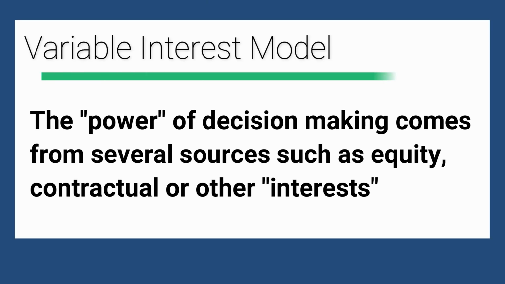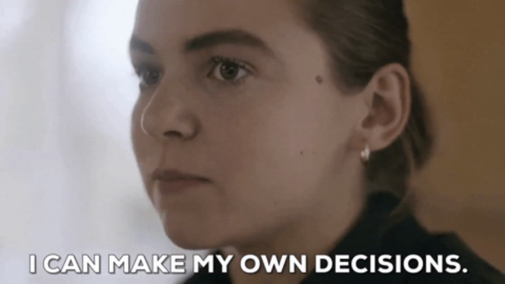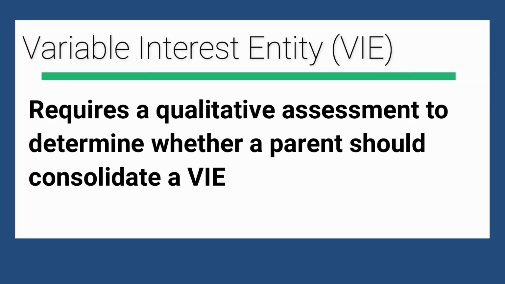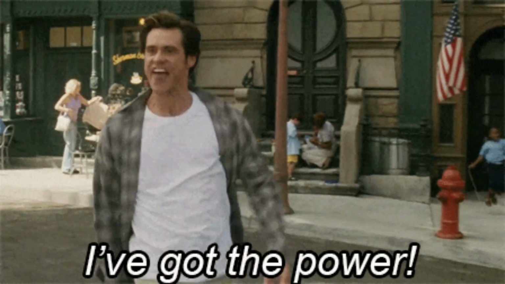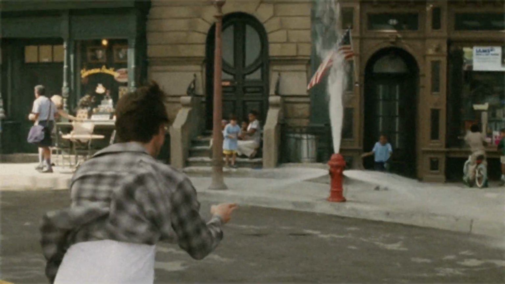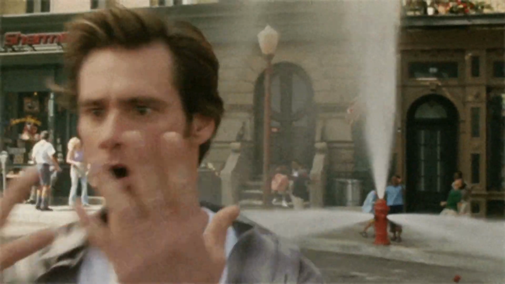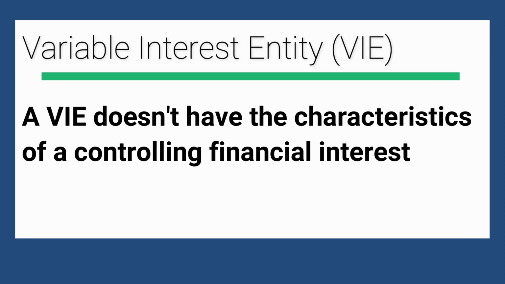The variable interest model is more concerned with who has the power of decision-making for that entity. Is it the parent? Is it the entity itself? Or is it another factor? If you can determine that it's the parent, more than likely you're going to come to the conclusion that you're consolidating that entity. This is where you have that qualitative assessment to look at these VIEs, these variable interest entities, to determine whether you need to consolidate that entity or not.